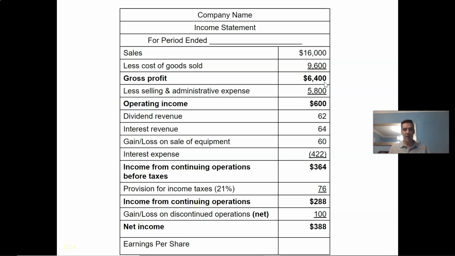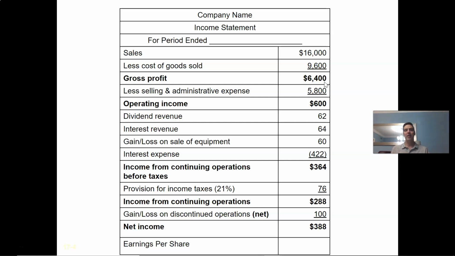So now the next part becomes the other. I call it the other things that occur outside of operations. Here we have dividend revenue, interest revenue, and Module 6 stuff with gain and loss on sale of equipment. Remember, we did that for a while. We calculated whether or not we had a gain or loss, and I told you that if it's a gain, it's going to act as a credit, and if it's a loss, it's going to act as a debit. The reason we kept saying that is because now it's going to appear on the income statement.